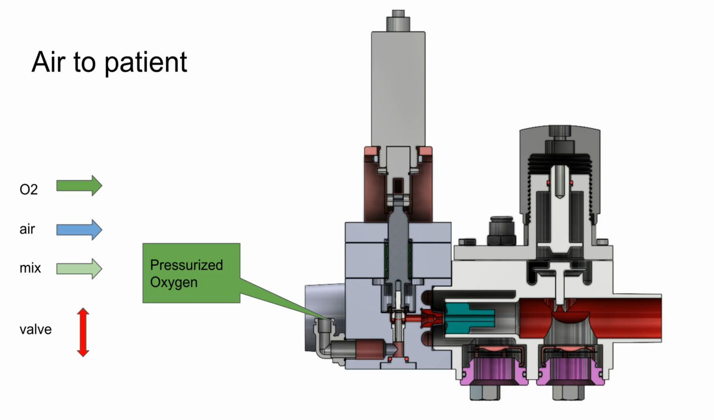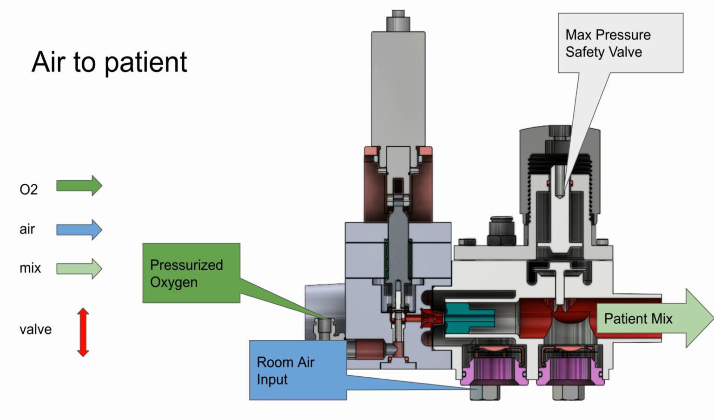Pressurized oxygen comes in to this port from a tank or from the hospital's oxygen supply line. We have room air coming in the bottom, and the patient mixture comes out the right side through a standard ventilator hose. There's a special valve for safety to make sure that under no circumstances is the patient exposed to an unsafe pressure.